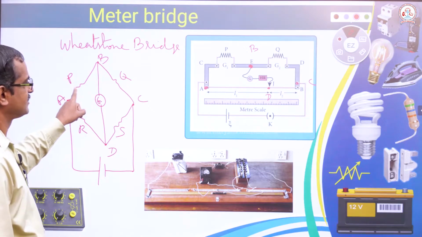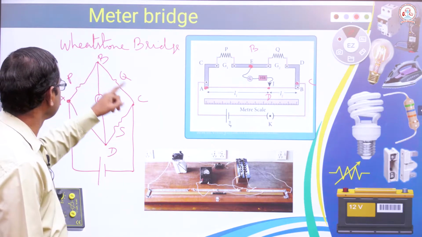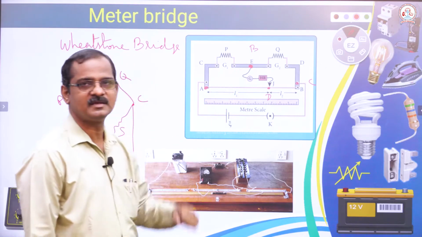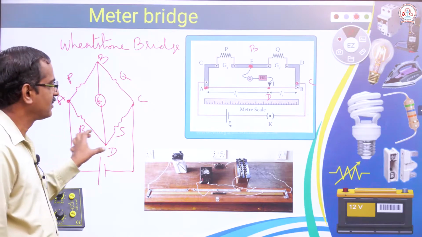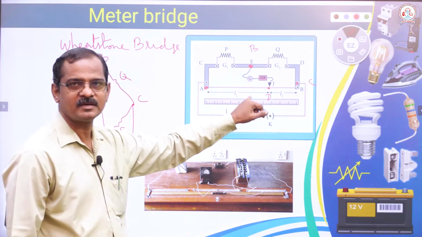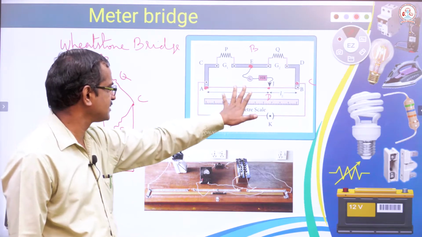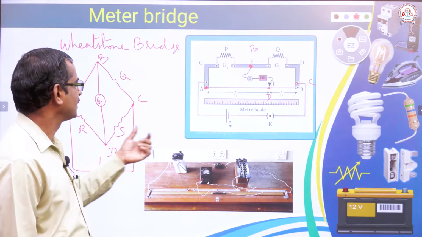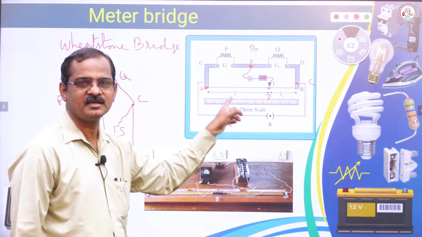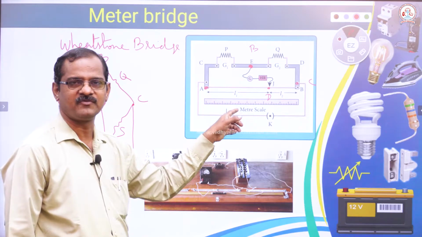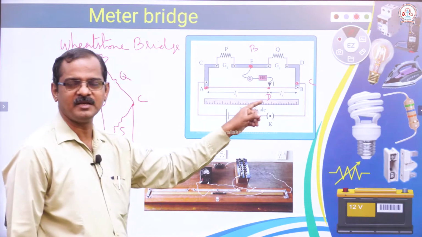Between A and B there is a resistor. Between B and C there is a resistor. Between A and D, in the Wheatstone bridge there is a resistor, whereas in the meter bridge there is a wire. When current flows through it, there will be some resistance, which will be taken as R. Between D and C also there is a wire. Actually in the meter bridge there is a 1 meter length wire, generally made up of alloys like manganin or constantan.